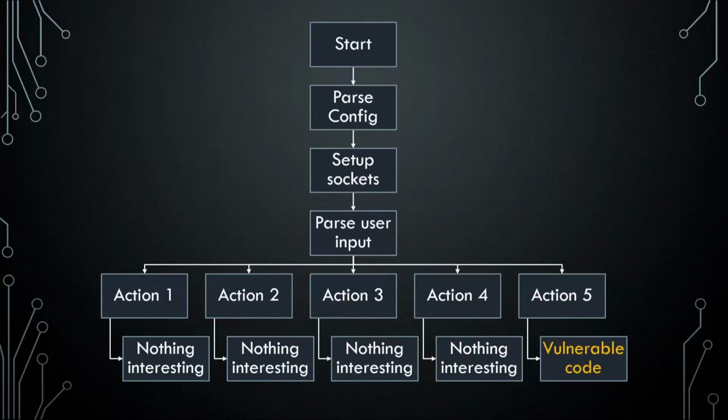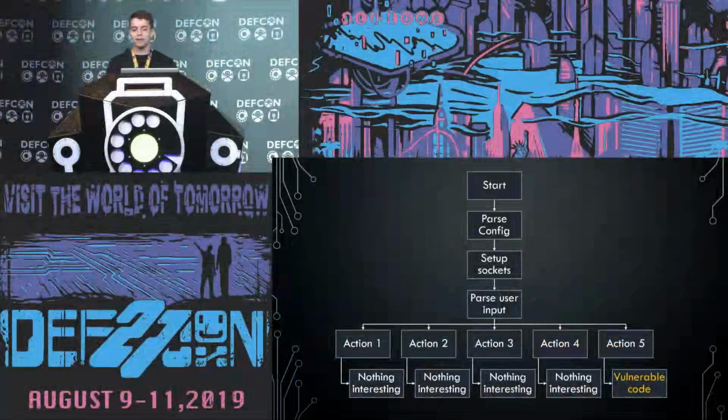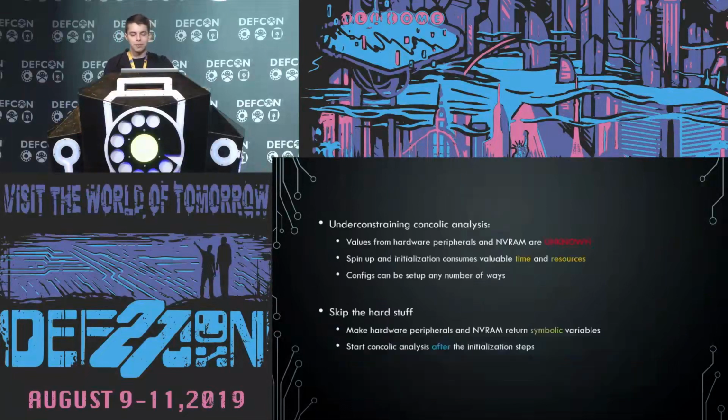And so I'm only interested in that very bottom piece where that vulnerable code is. And then I want to work my way back up. So there's a really cool technique that's been talked about just a couple times called under constrained concolic analysis. I'm trying to throw as many complicated words at you as possible, but all it means is we're starting from the bottom and we're working our way back up.